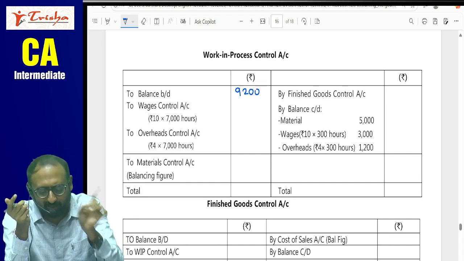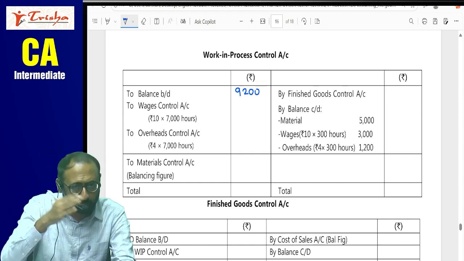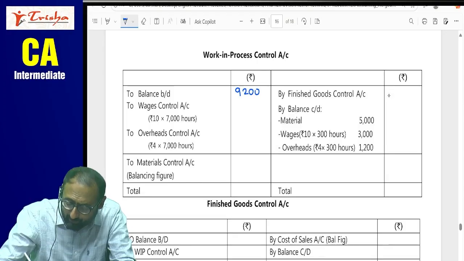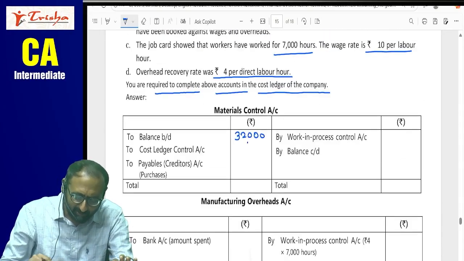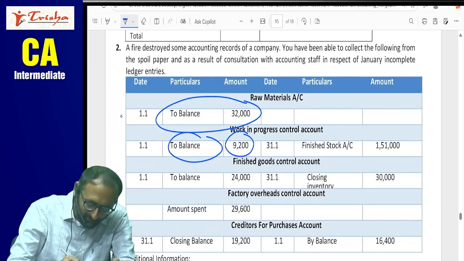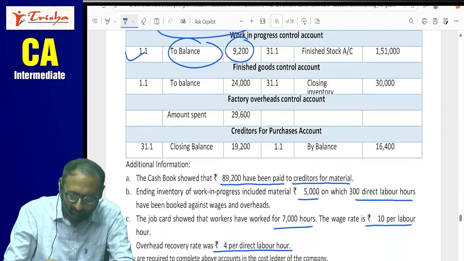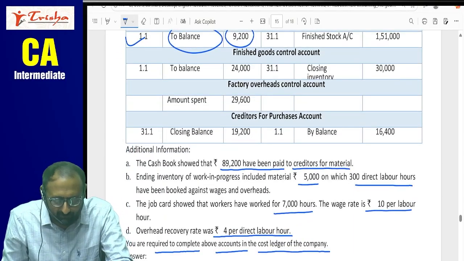It is also given, 1 lakh on the credit side. I'll write WIP completed; it will transfer to finished goods. Is it 1,51,000? I think so. Okay, these two items are given here. So raw material and WIP, both accounts, opening balance etc. completed. Then go to the finished goods account.